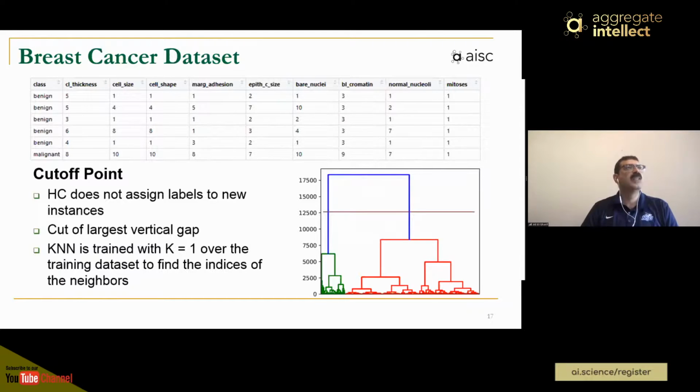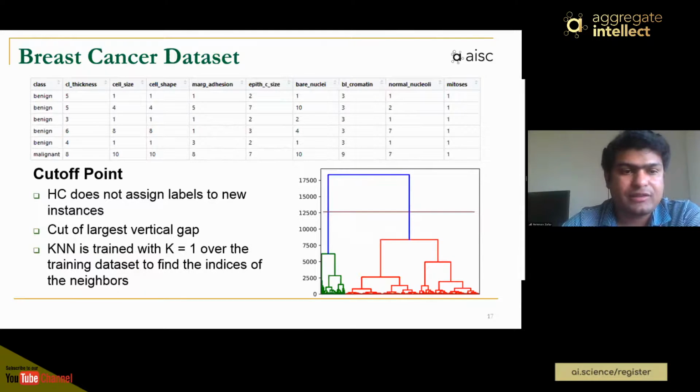All right. So the breast cancer dataset looks like this. It is tabular data. It has two classes, and it has values in tabular form. Here we used hierarchical clustering, and this diagram shows a dendrogram, and we are cutting this dendrogram at the largest distance, so it will give us two clusters.